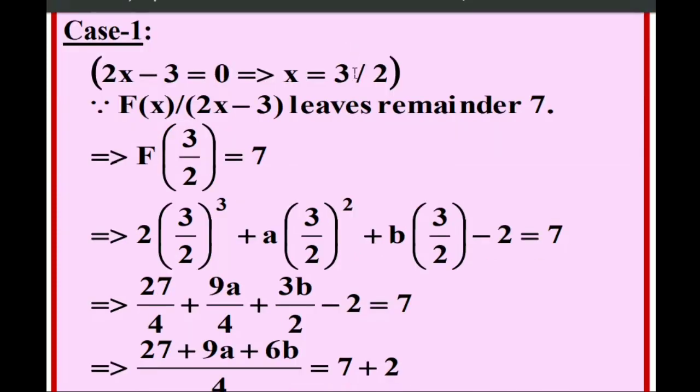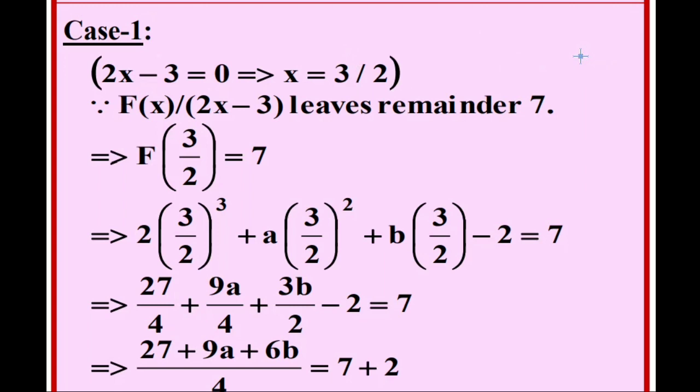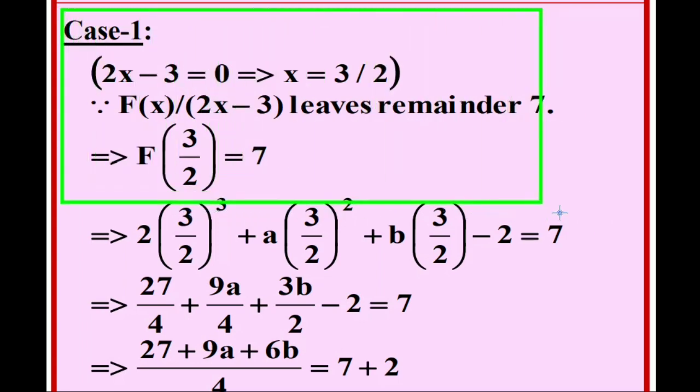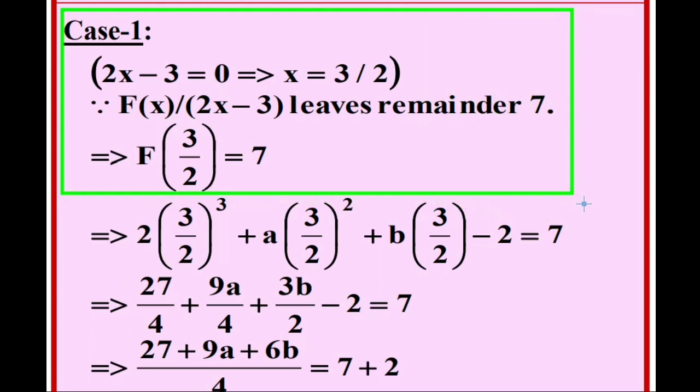Now let's see. Case 1 says that f(x) is divided by 2x minus 3 and the remainder obtained is 7. So it's clearly available here, the case 1. Here, according to the theorem, if f(x) is divided by 2x minus 3, the remainder obtained is 7.